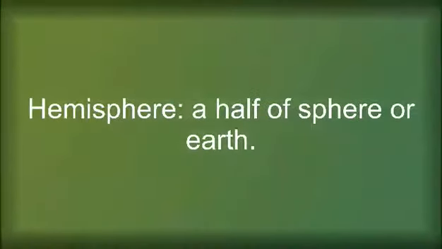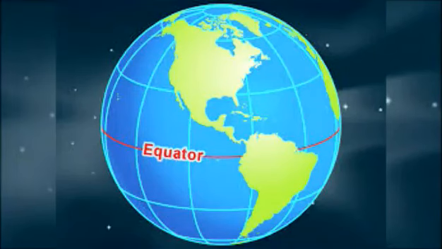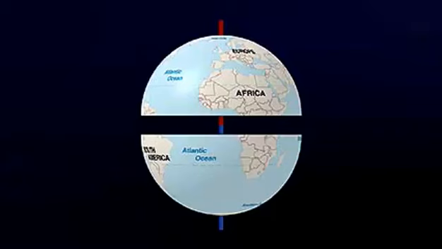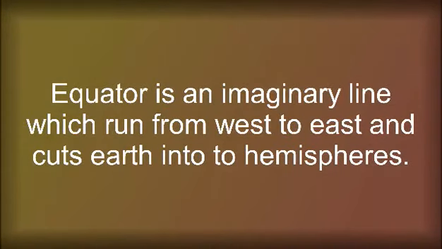Hemisphere. A half of a sphere or Earth, usually divided into northern and southern halves by the equator, or into western and eastern halves by an imaginary line passing through the poles. Equator. Dear students, if you cut Earth into two parts with the help of a line, this line is called the equator. So you see, a line which divides Earth into two equal parts is called the equator.